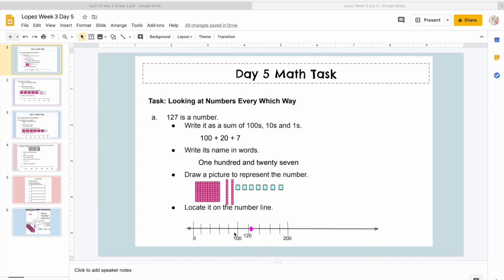So here we're going to locate it. We're going to find 120, and then here is 200. So we know 127 is just slightly after 120. So you're just going to plot it right there. And that is, we have shown numbers in every which way. That was A. We're going to move on to B now.